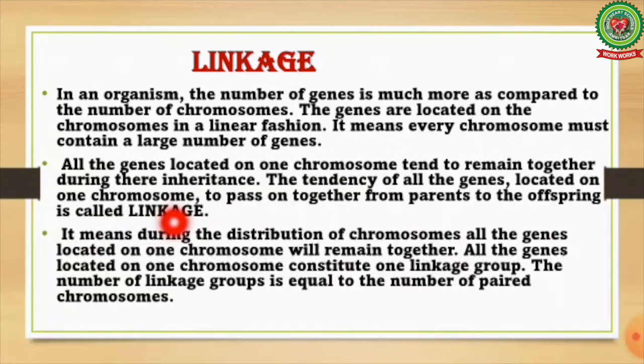called linkage. It means during the distribution of chromosomes, all the genes located on one chromosome will remain together, and all the genes located on one chromosome constitute one linkage group. The number of linkage groups is equal to the number of paired chromosomes.